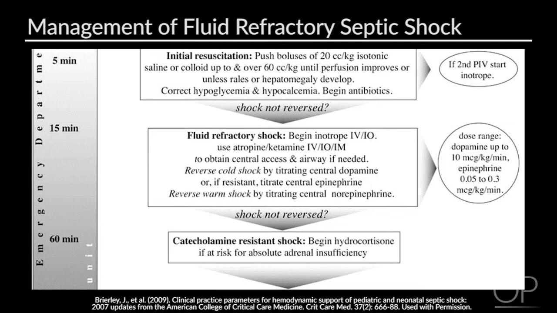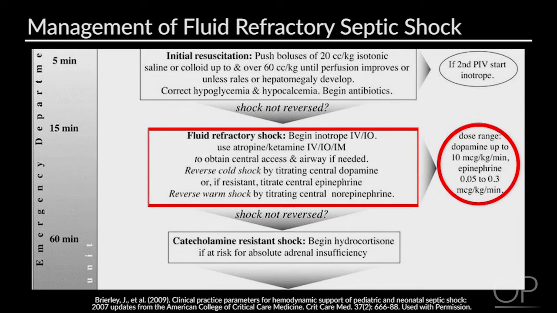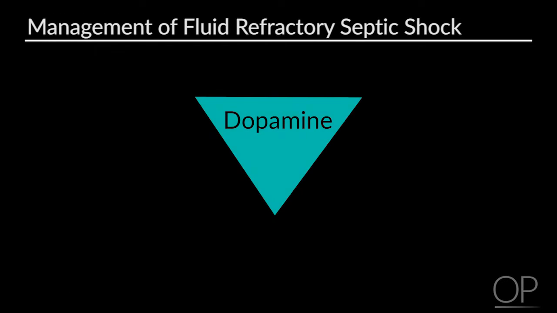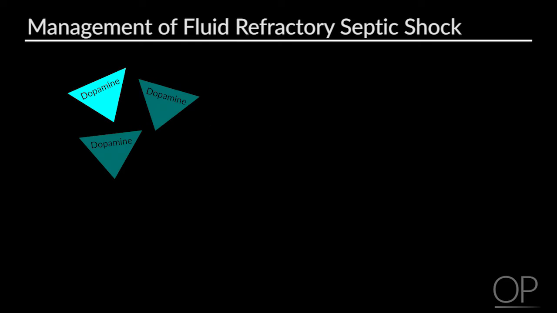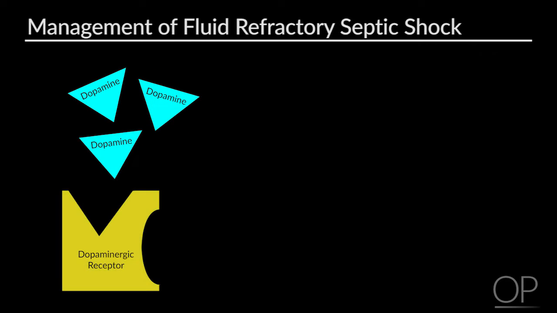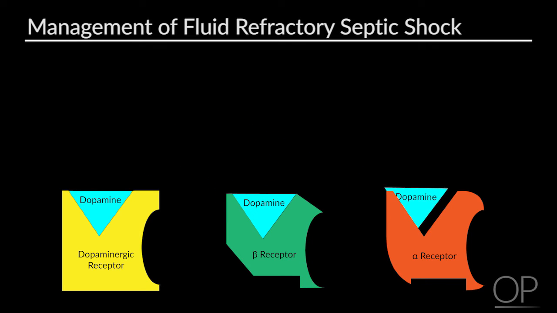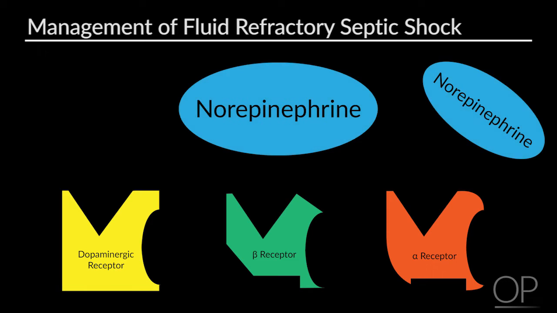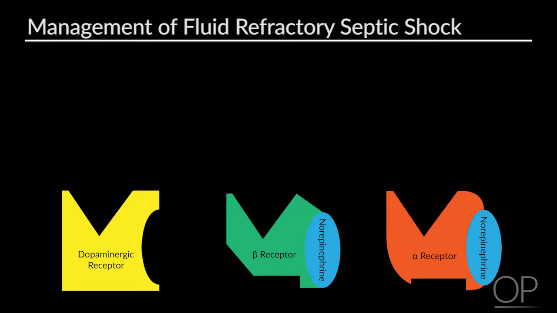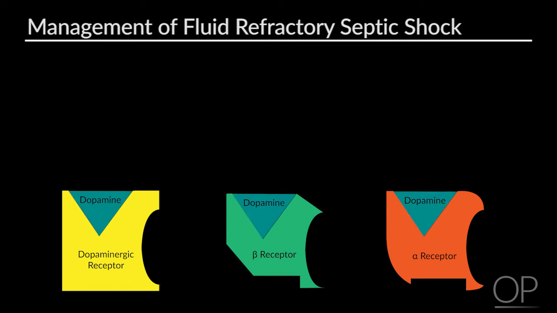Again, in the algorithm, once a patient's at fluid refractory shock, we'd consider the initiation of a vasoactive medication. Typically in pediatrics, it's dopamine, and dopamine has its effects through multiple receptors, including dopaminergic, beta, and alpha receptors. In adults, based on clinical exams, norepinephrine is frequently used as a first-line medication. But again, in pediatrics, dopamine is the first-line vasoactive medication.